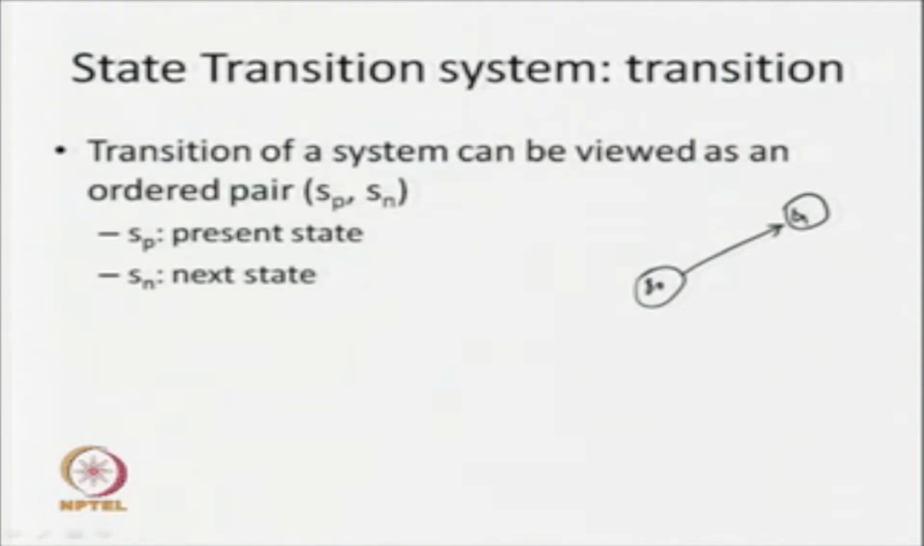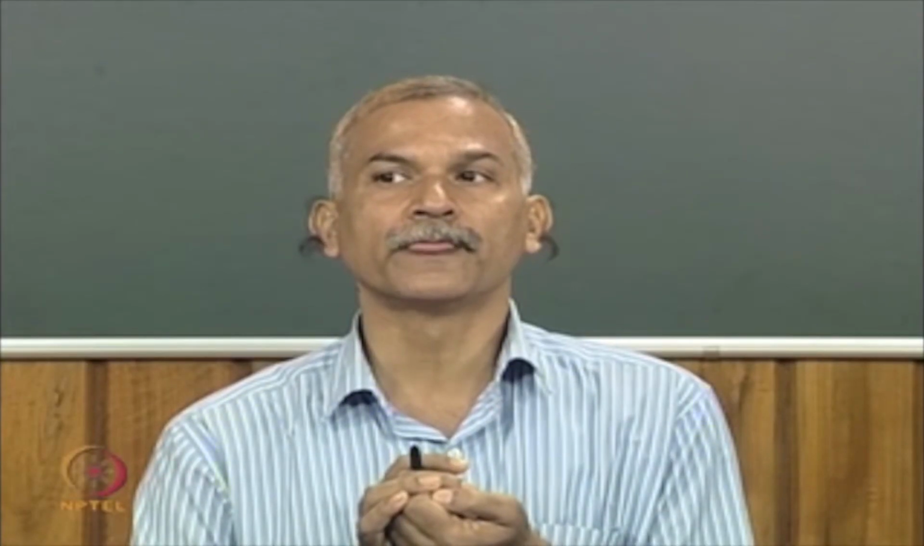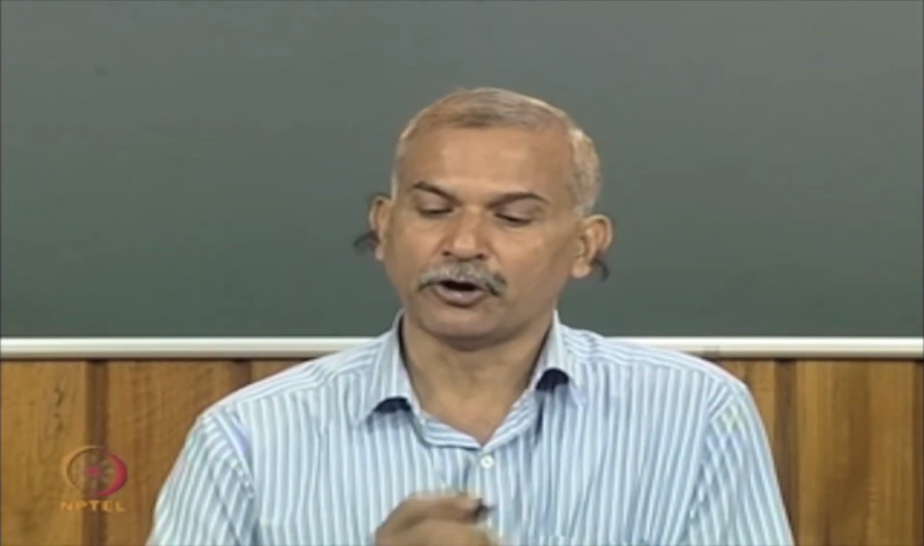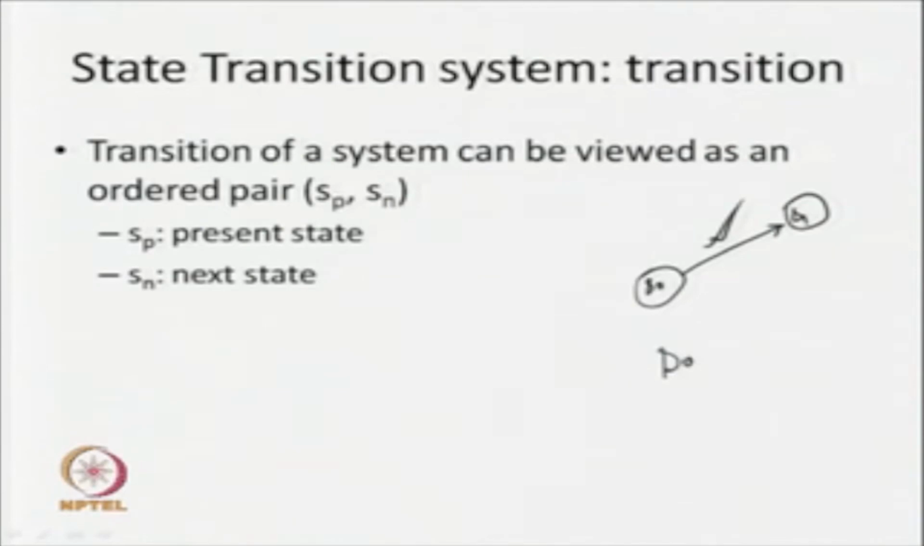Now, our aim is to look at how to represent this transition. If we can represent this transition, then we can represent the entire state transition diagram, because the state transition diagram is nothing but the collection of those transitions. When we look into this transition, it can be viewed as an ordered pair S0 and S1. We can say this transition is an ordered pair, a collection of two states, where there is a transition from S0 to S1.